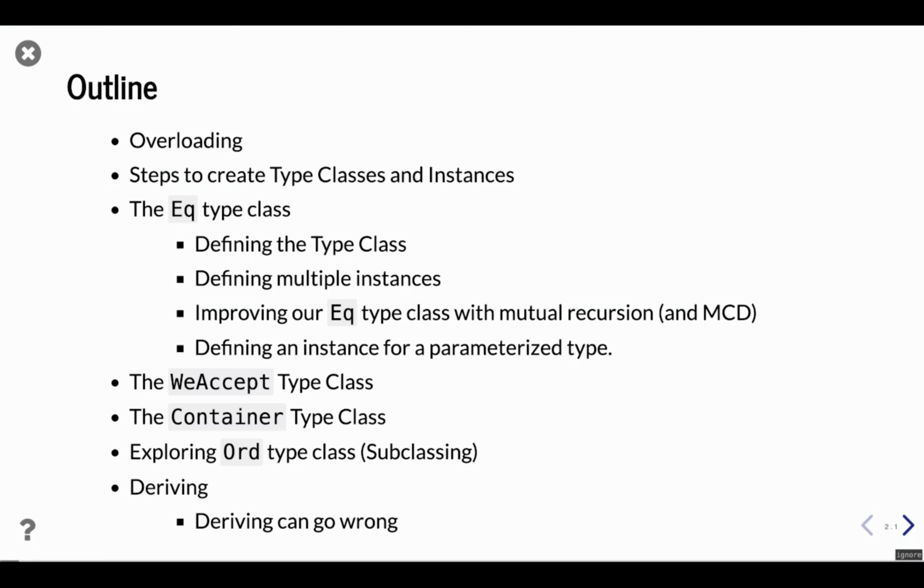Then, because there are a few edge cases that make us trouble, we will also implement two other type classes, the WeAccept type class and the container type class, to cover those cases. And finally, we will explore subclassing using the Ord type class. At the end of the lesson, we will learn about deriving and when you should derive or not your instances. Let's get started.